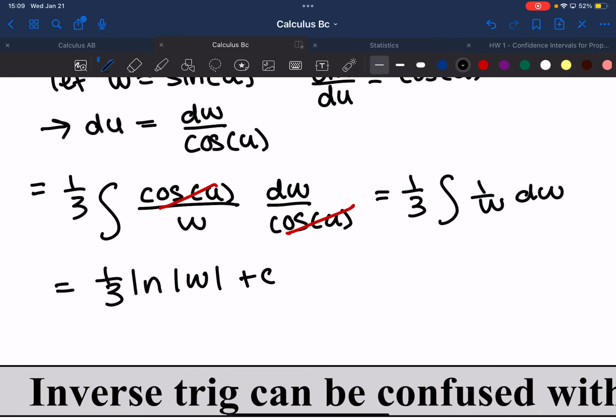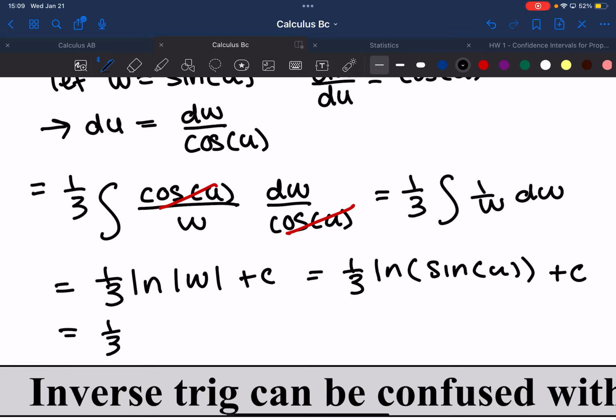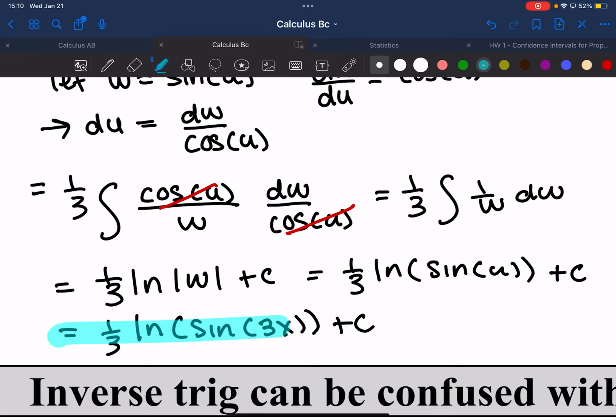Okay. From here, we now plug in w. And what was w? Sine u. So 1/3 natural log sine u plus c. Guys, it's not that bad. I know you're probably running out of room. Okay, and now we have to plug in u. And what was u? 3x. So 1/3 natural log of sine of 3x plus c. That is our answer.